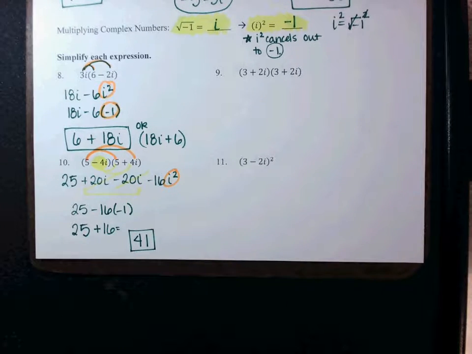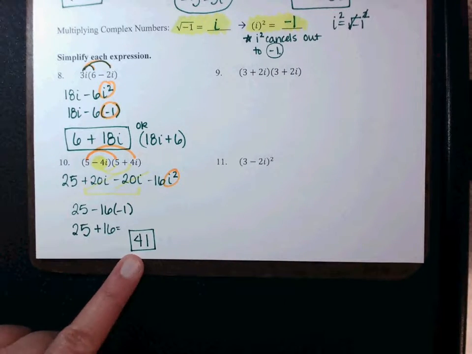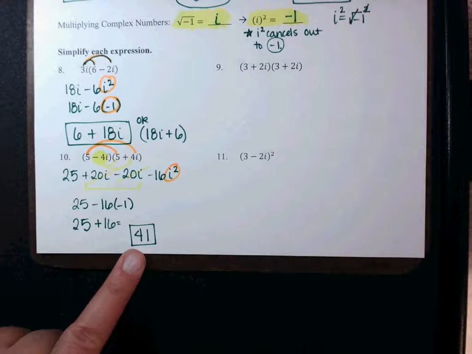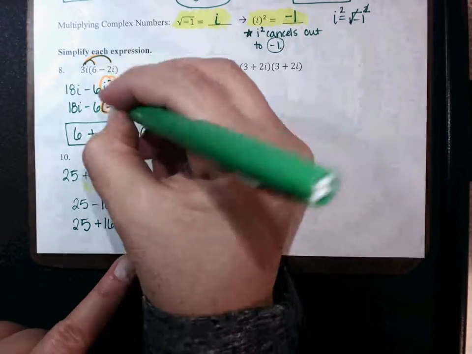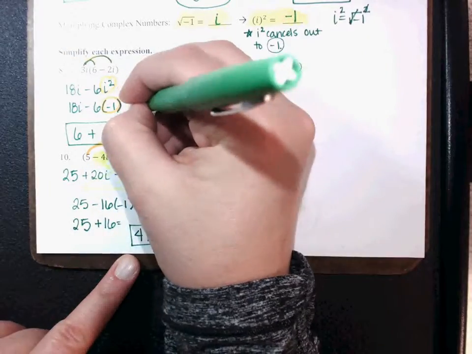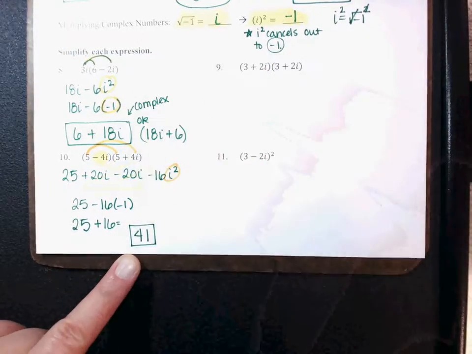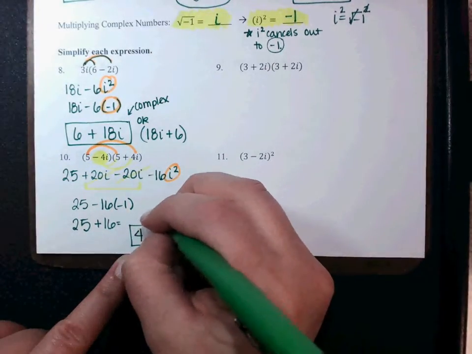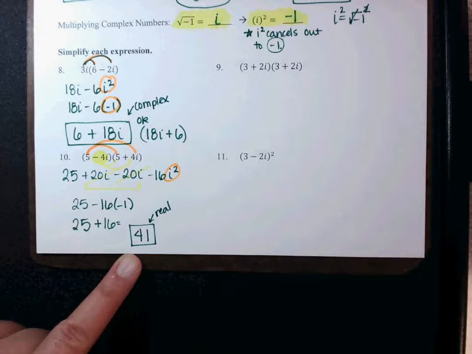Now, in this case, is this still considered a complex number? The answer is no. What does a complex number have to have? A real part and an imaginary part. So this would be considered complex because it has both parts. This would be considered real because it doesn't have both. Okay? All right, last one that we're going to do together from this section is number 11.